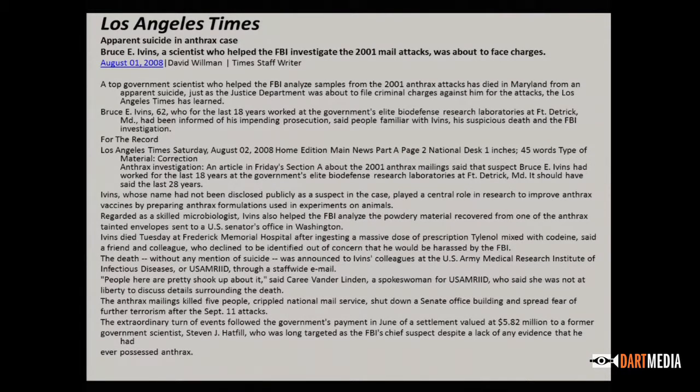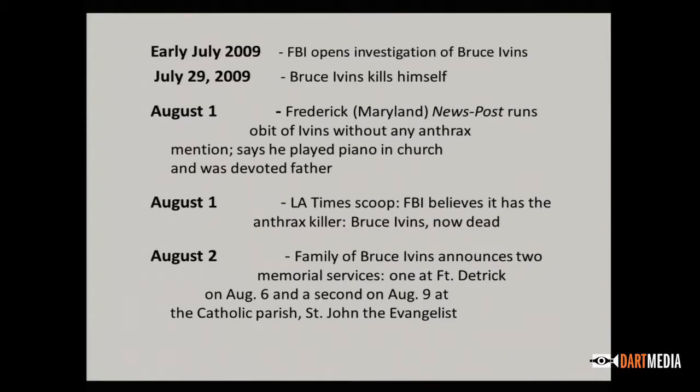Needless to say, the local newspaper is scooped. It has to explain why it didn't cover the Ivins story. Why did it miss this big, big story right under its nose? You can imagine at this point, all eyes are on Frederick, Maryland, right? The New York Times shows up, CNN, USA Today, the LA Times. Everyone is suddenly in Frederick trying to find out who is Bruce Ivins. How did this happen? And the competition is ratcheted up. The News Post can no longer ignore this story.